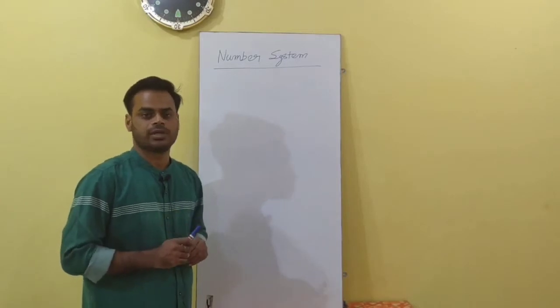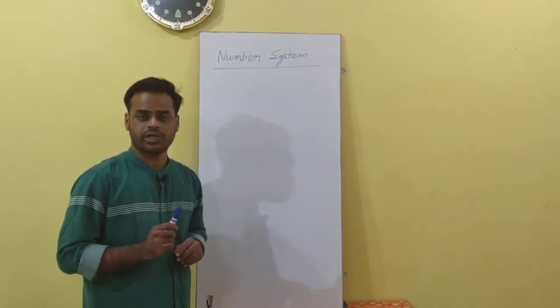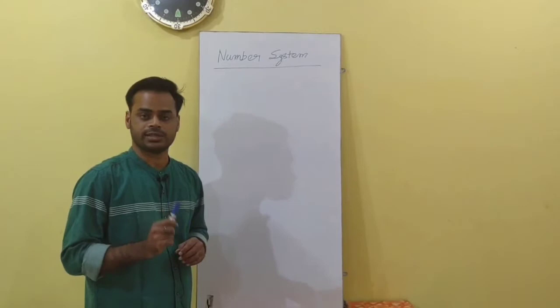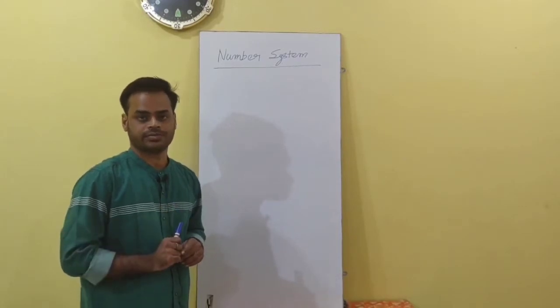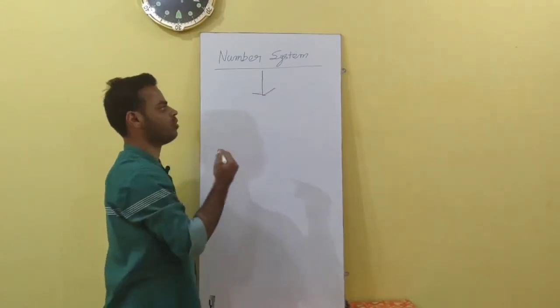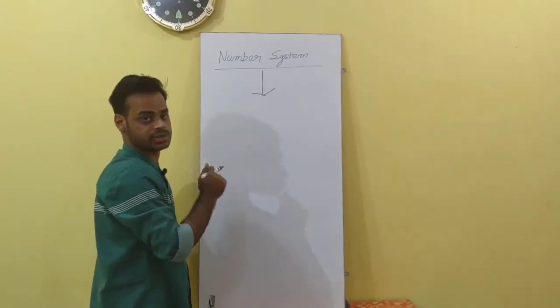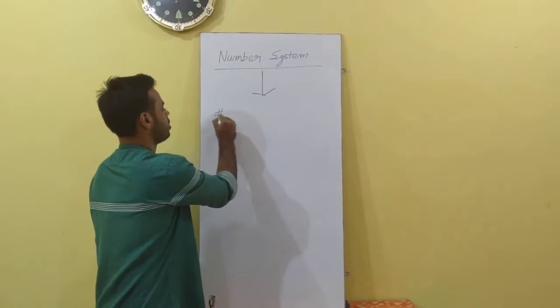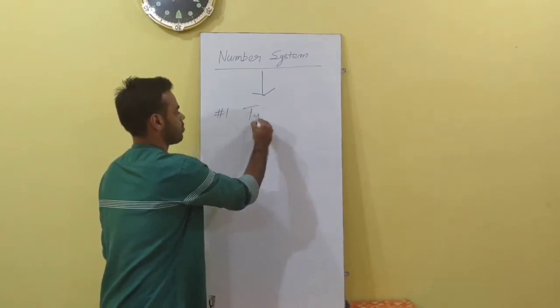So what is number system? Number system is a mathematical notation for representing numbers of a set using digits and symbols in a consistent manner. So number system is divided into the following topics. That is, the following topics we have to read under number system. What are the topics? So number one is types of numbers.